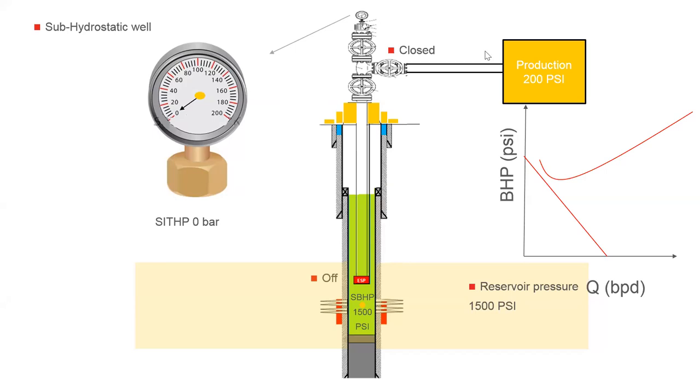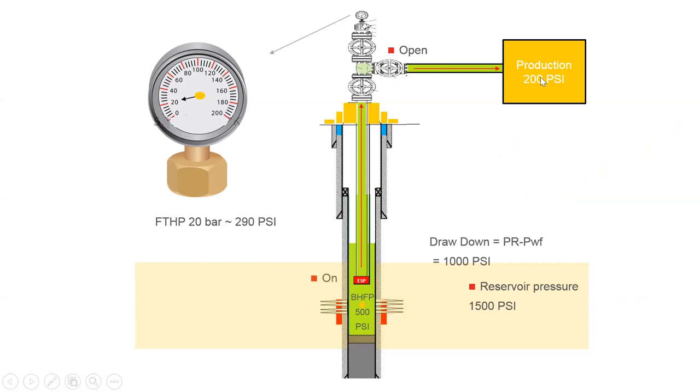Okay, so if both don't intersect, it means that the well is not capable of producing naturally. We need some sort of artificial lift to deliver the fluids up. Running this pump on and opening your well will deliver. The pump will be designed by the number of stages that deliver your fluids with the required pressure at the surface.